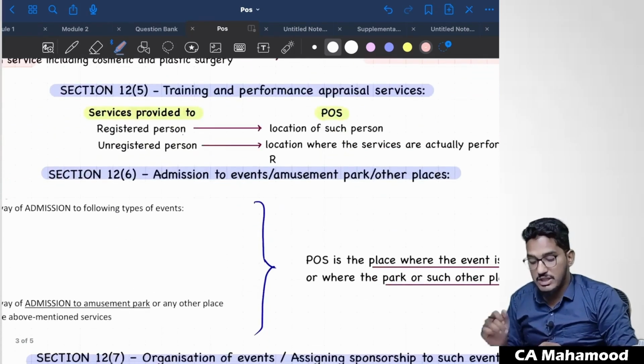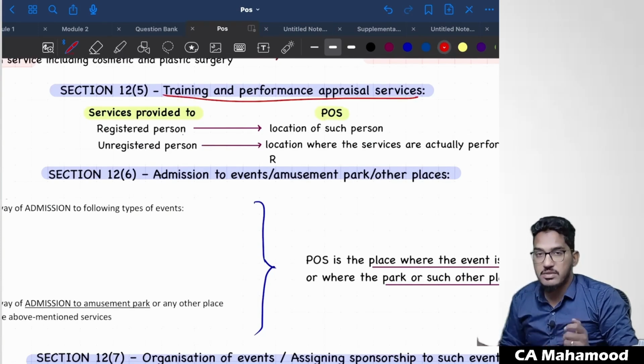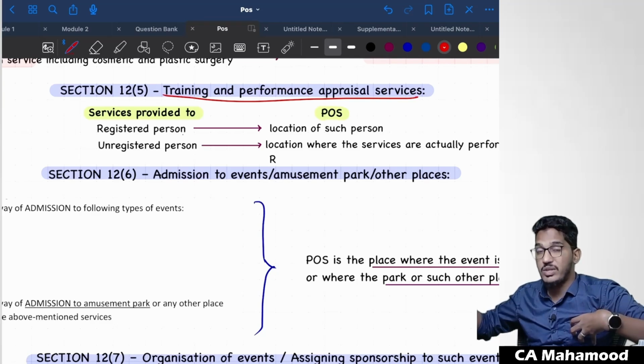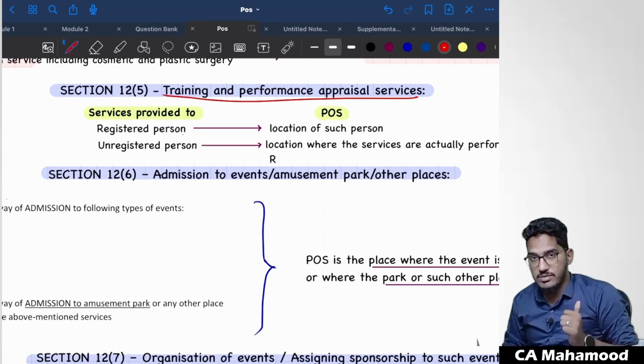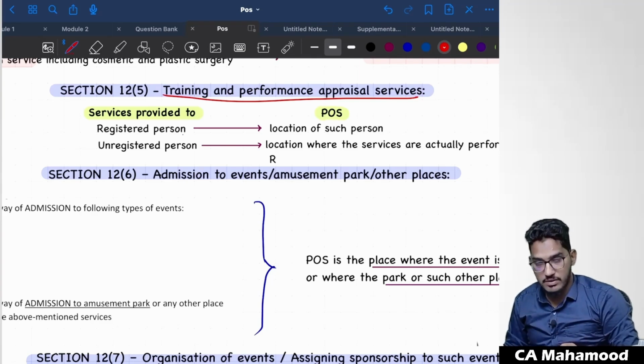Now let us talk about 12 subsection 5, which is talking about how to determine place of supply in case of training and performance appraisal services. For example, I'm a motivational speaker. So some company has invited me for conducting some 2 days of session, 2 days of training I have to give them for their employees. How to determine place of supply for this training and performance appraisal services?